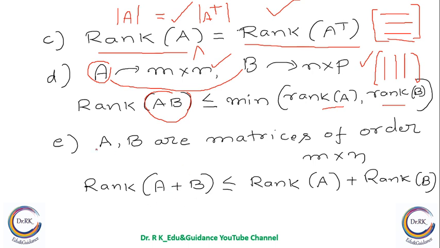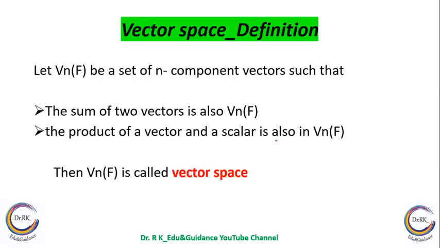Suppose A and B are matrices of the same order, that is m by n. Then if we take the addition, we'll get a new matrix. Rank of this new matrix is less than or equal to rank of A plus rank of B. So these are some properties or observations related to the rank of a matrix. With the rank concept in mind, we'll go to vector space.